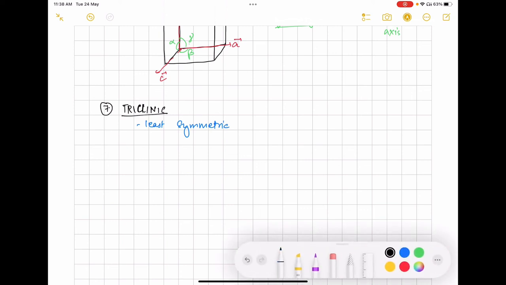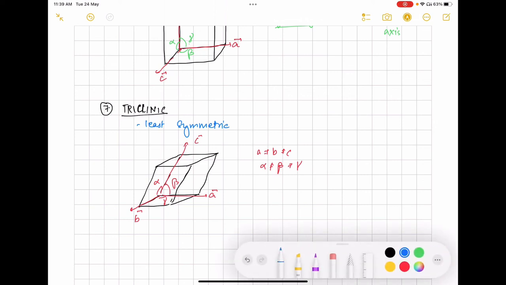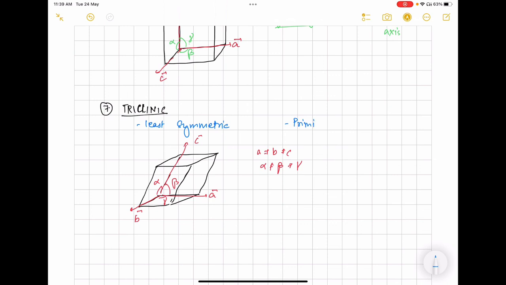Okay, and the unit cell is a general parallelepiped only, with the axes being A, B and C and the contained angles alpha, beta, gamma. None of them are equal and they can have any general value. It exists in only primitive type, and the characteristic symmetry is the presence of one-fold rotation axis.